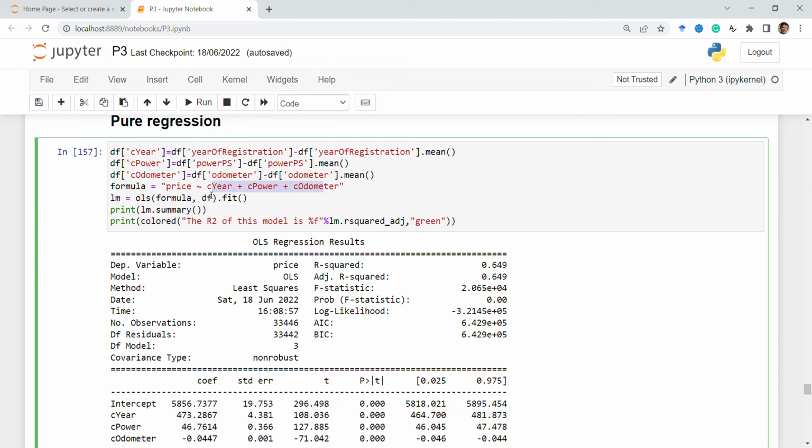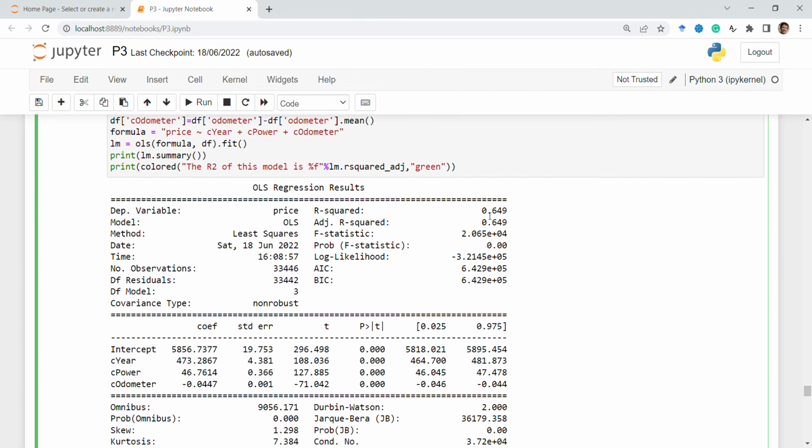Here we have the different predictors that will be the continuous ones: the year, the power, and the number of kilometers. We see that this one is really explaining much more than what we were exploring before. So the year, the power, and the number of kilometers really explain more than the shift, year, and the other variables, not repair damage, so much more than those.